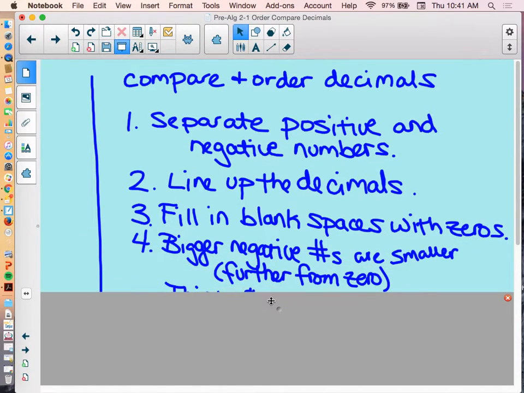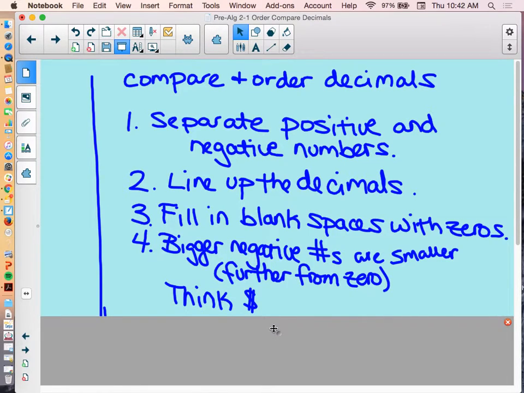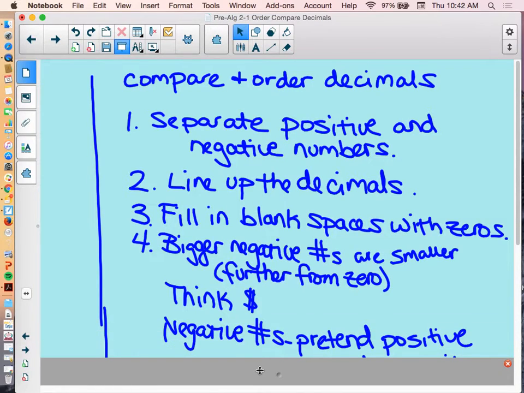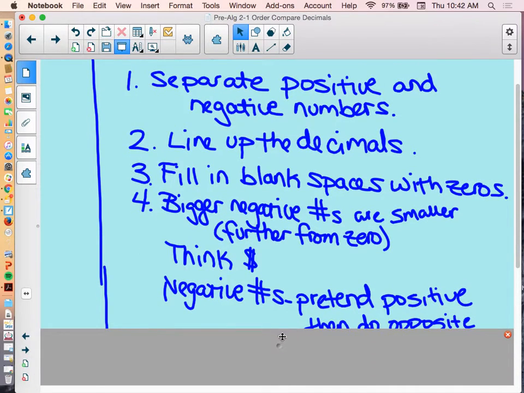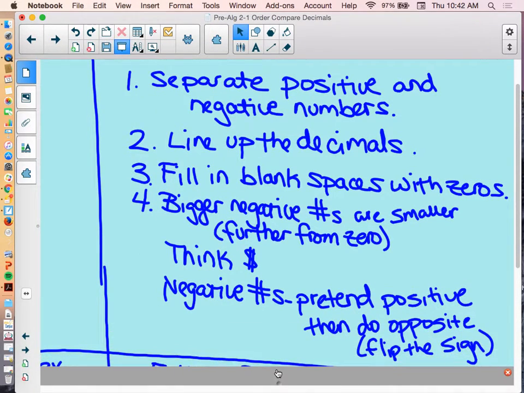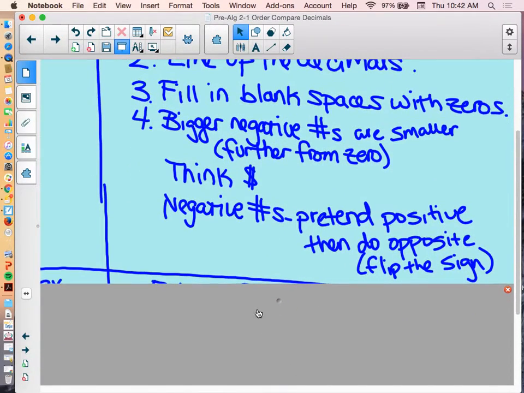Next, you think of the bigger numbers. Put all the positive numbers, they work the way that they normally have worked, where you go from least to greatest. But for negative numbers, notice the bigger negative ones are actually smaller. They're further from zero. So those, you can also think of money. If you're in debt, you have more debt, then that's going to be smaller than if you have less debt. And also, you could pretend that the negative numbers are positive, but then do the opposite. That works especially well when you're comparing, and you just have to write greater or less than. Let's try an example.